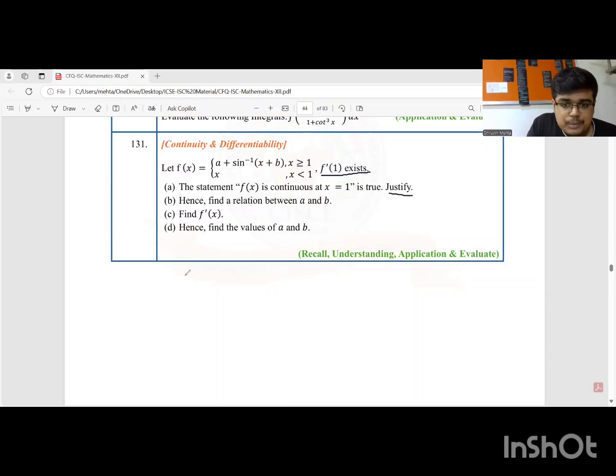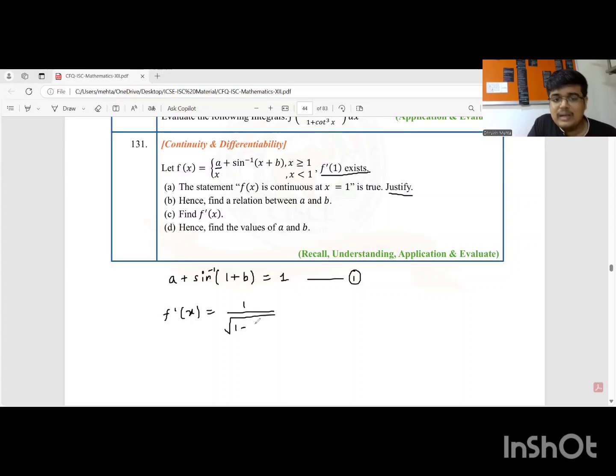In the left-hand limit, when we substitute x as 1, students, we will get a plus sine inverse of x as 1. So 1 plus b is equal to, for left-hand limit, when you substitute x as 1, that's 1. This, students, is the relation between a and b. Now they're asking us to find f dash x. f dash x in this case, students, derivative of a is 0. Derivative of sine inverse is going to be 1 upon root of 1 minus x plus b the whole square. Use chain rule into derivative of x plus b, which is simply 1. This is f dash x for x greater than or equal to 1. And derivative of x is 1 for x less than 1.